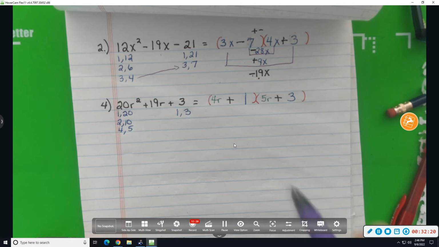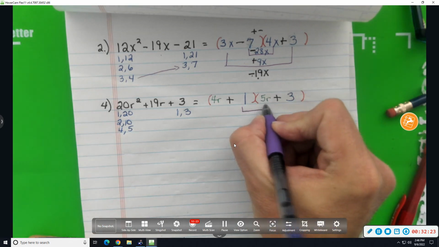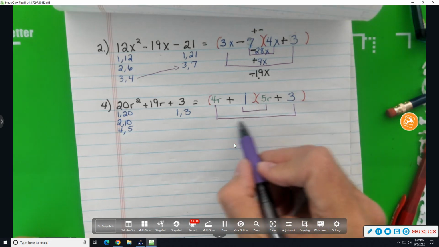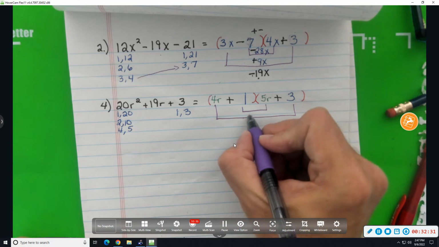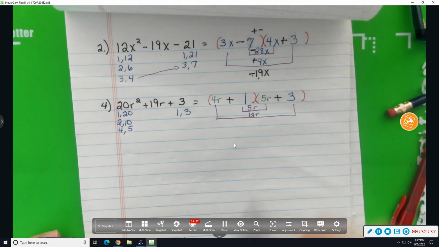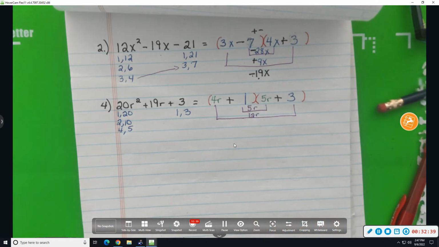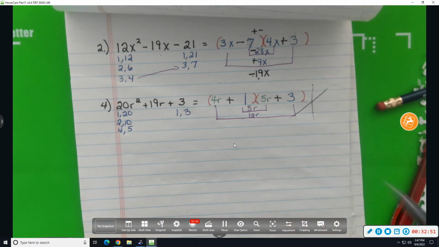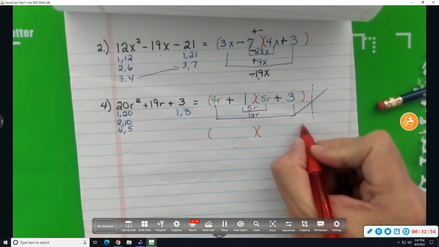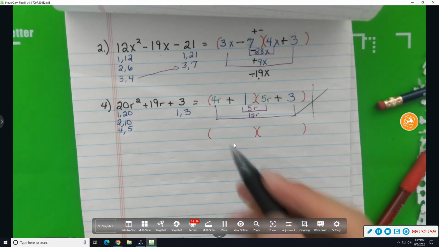Well, let's do the little outer and inner marks. The outer, if you're foiling it out, would that be a 12R? And the inner is a 5R? Oh, darn. 5R and 12R does not give me a 19R. What does it give me? A 17R? Okay. That's called trial and error. We still know the 1 and 3 is the only possibility, and we know that there's got to be 2 pluses.